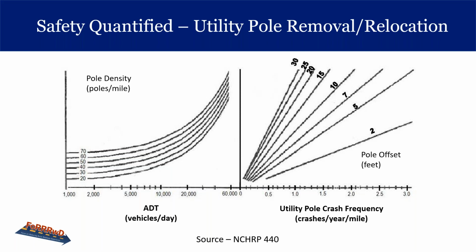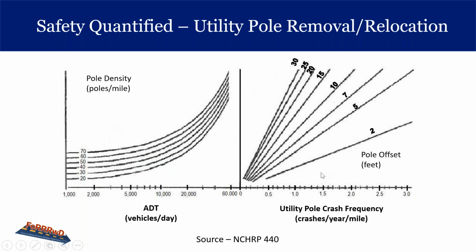So here we have a nomograph that was found in that Report 500 on page 70. And this nomograph approximates the frequency of vehicle crashes with utility poles. And the nomograph predicts crash frequency as a function of average daily traffic, average pole offset from the roadway, and the density of pole placement, meaning the number of poles per mile. And the nomograph can be used to estimate the effectiveness of proposed countermeasures, such as increasing the average pole offset and reducing the pole placement density.